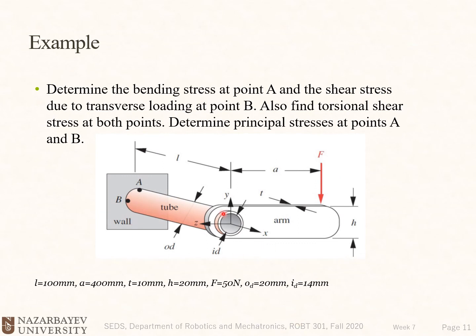So in this example, we have a similar bracket, and we want to determine the bending stress at point A and the shear stress due to transverse loading at point B. Also find torsional shear stress at both points. Determine principal stresses at point A and B. So why again point A and B? Because this cross section at the base goes under maximum bending moment in these examples.